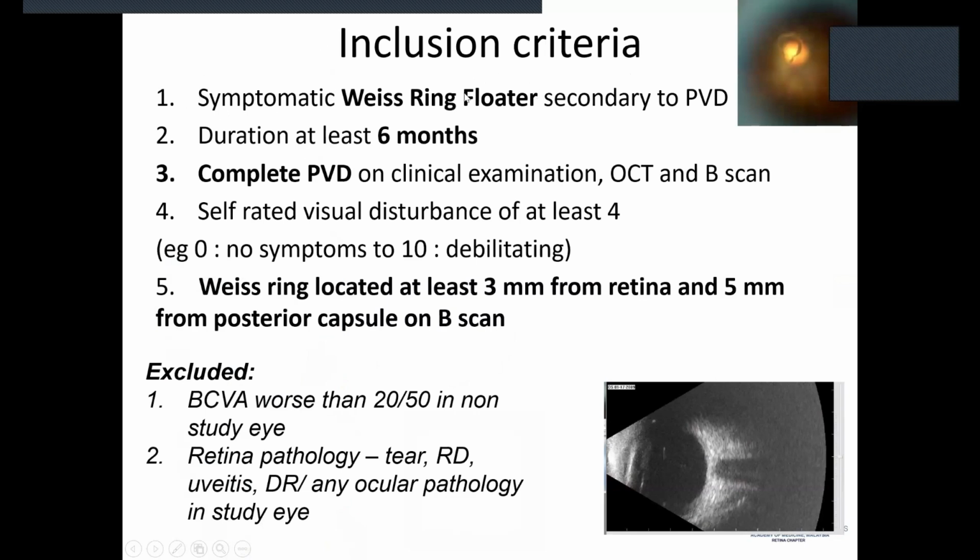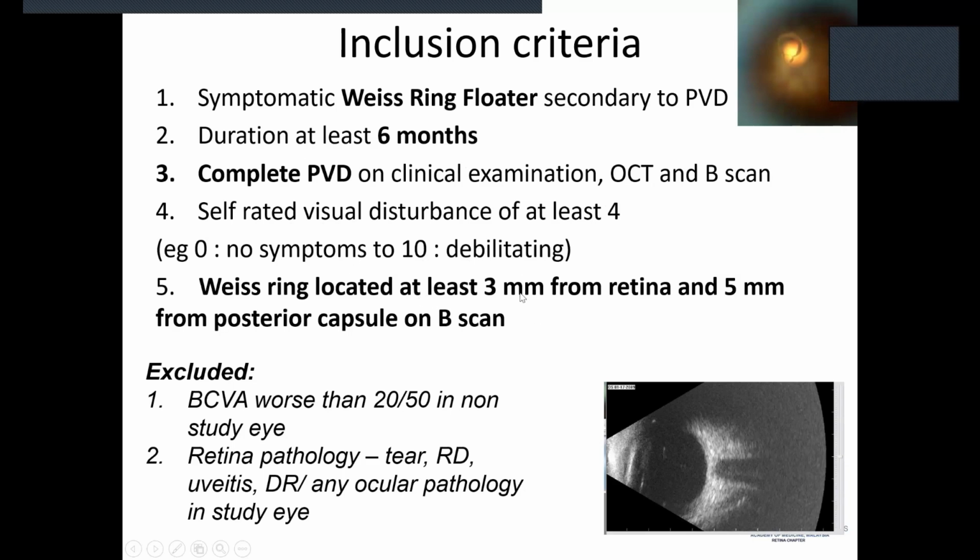For the inclusion criteria, generally, symptomatic Weiss ring floaters secondary to PVD would be the easiest to tackle. Duration must be at least 6 months, for the reasons I mentioned earlier, where you can actually have self-resolution of acute PVD symptoms. The PVD should be complete. We use our clinical examination to confirm this, and confirm with the OCT because it gives us that interface in the vitreous cavity, and also a B-scan to see what the vitreous is doing. Self-rated visual disturbance should be at least 4, ranging from no symptoms to 10, debilitating. So they had to have some symptoms.